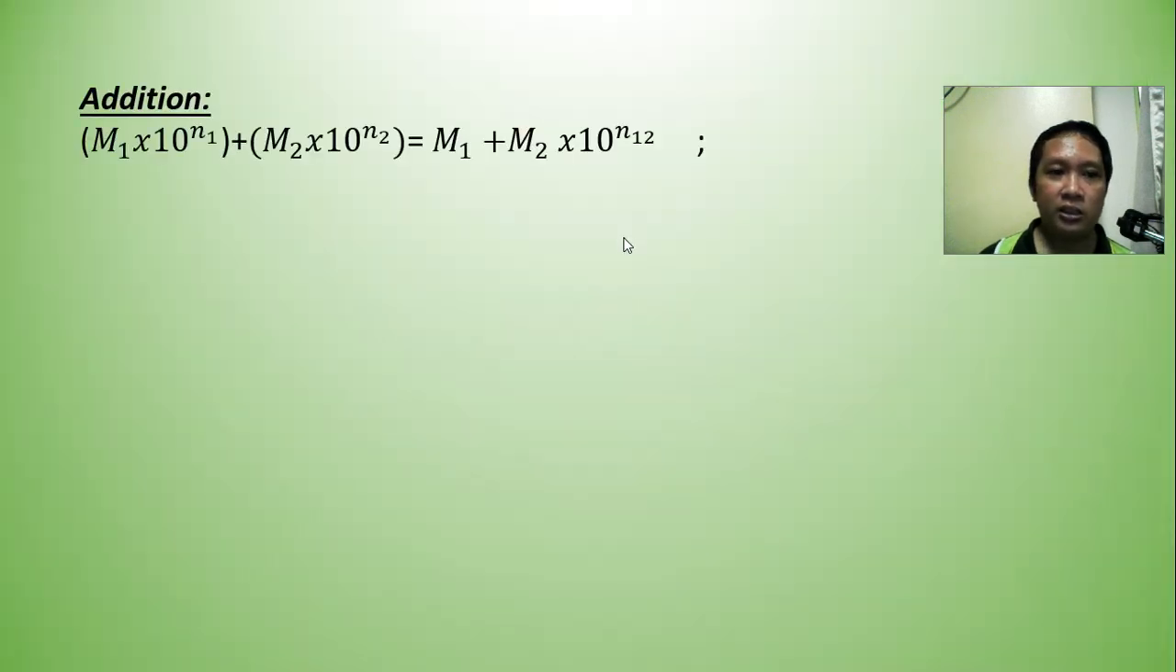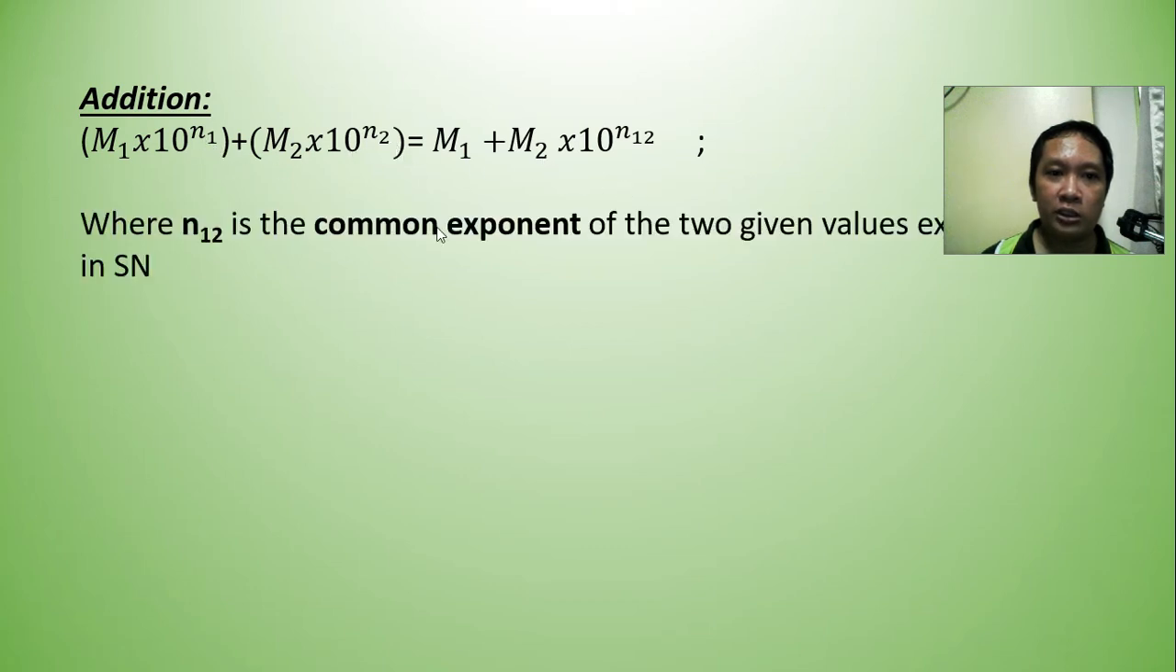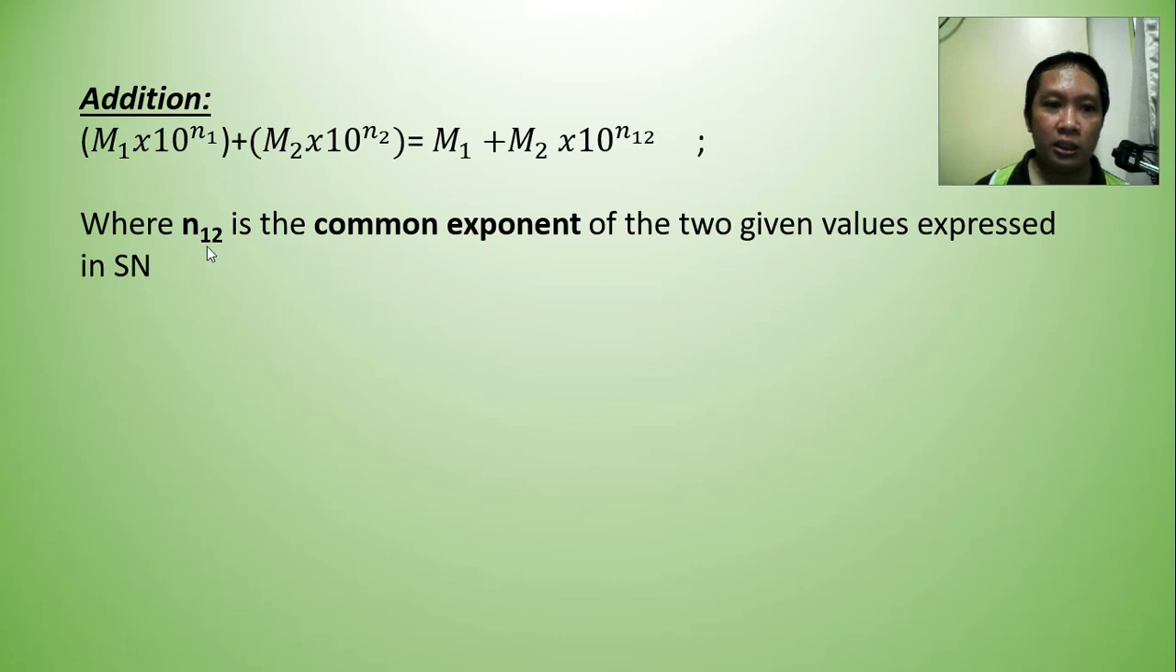Okay, so this is our addition rule. We should make sure that n1 and n2 are the same. We call that n1 and n2 the common or same exponent. That's the only time wherein we can add m1 and m2, that is, if n1 and n2 are the common exponent of the two given values expressed in scientific notation.